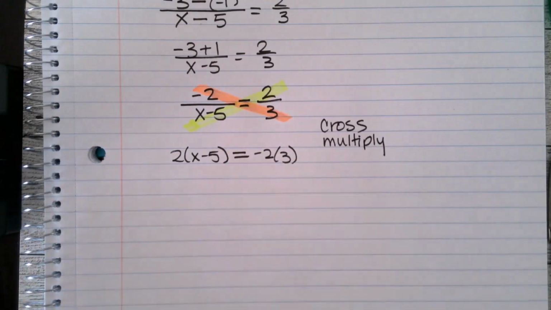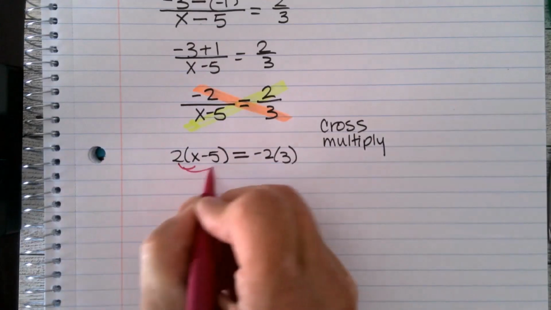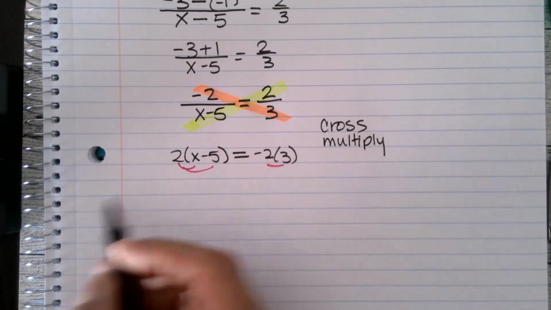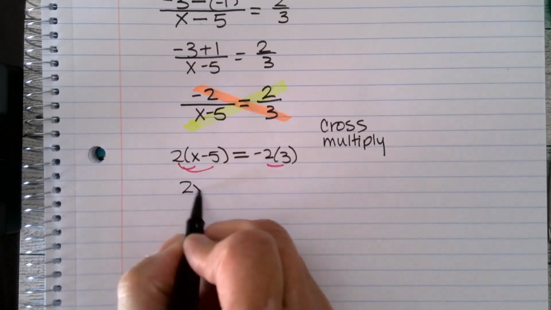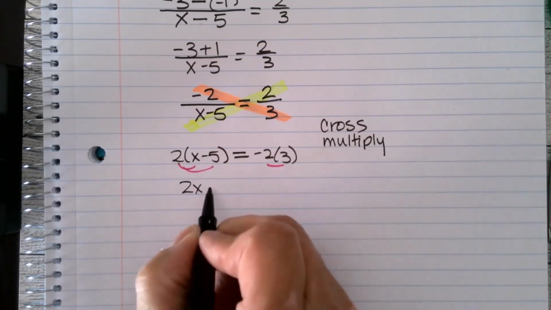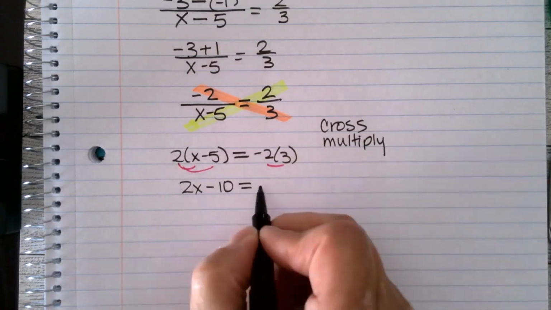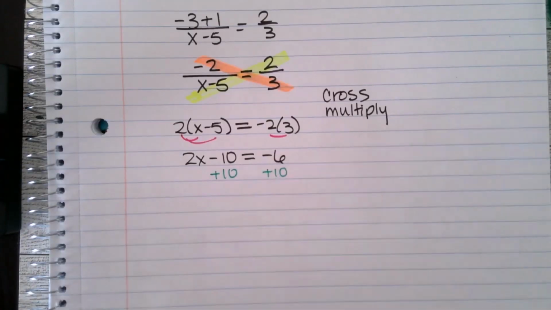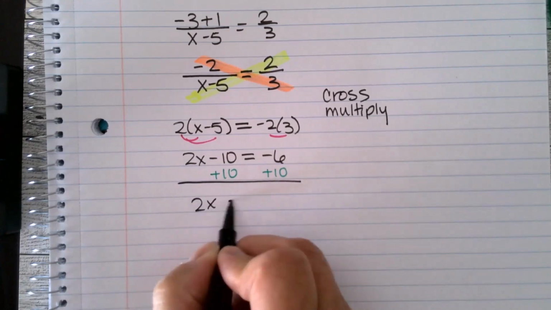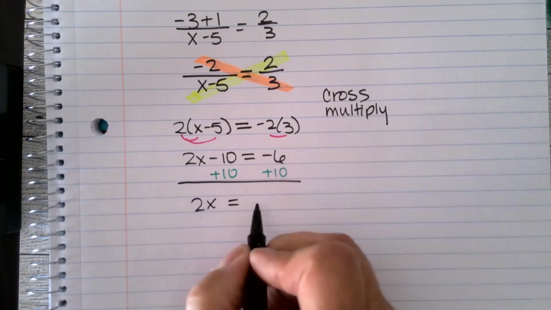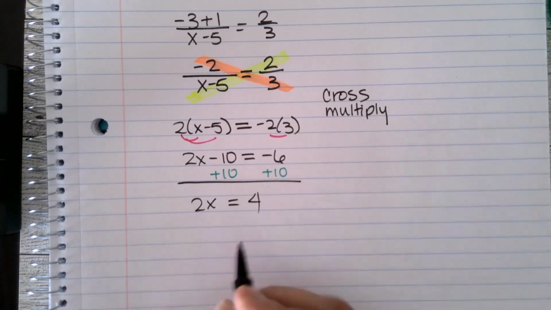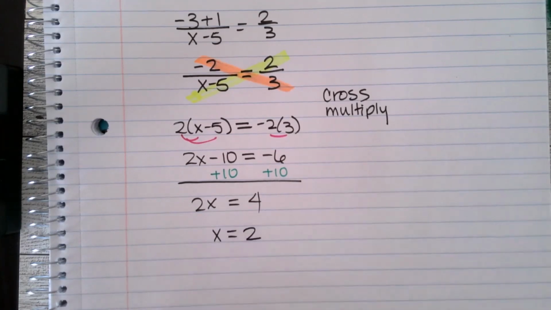Now we do distributive property. And we do all the multiplication in here so that we can solve this. We have 2 times x is 2x. We have 2 times negative 5, which is negative 10. And that equals negative 6. I'm going to add 10 to both sides. We get 2x equals negative 6 plus 10 is a positive 4. Divide both sides by 2 in your head. We get x equals 2.